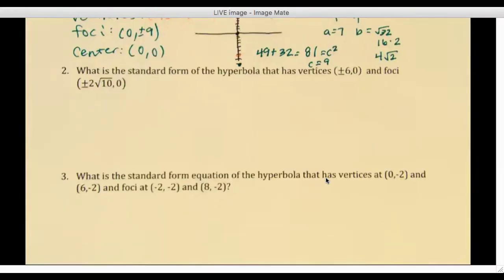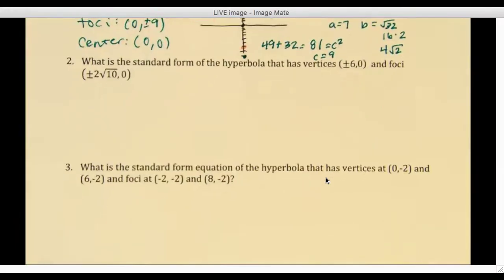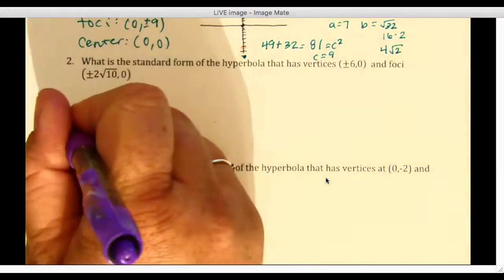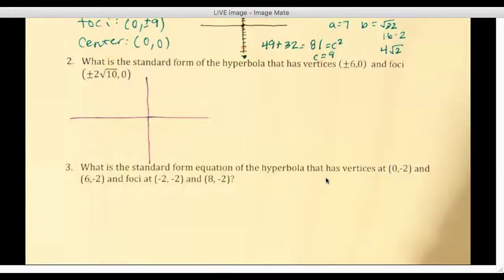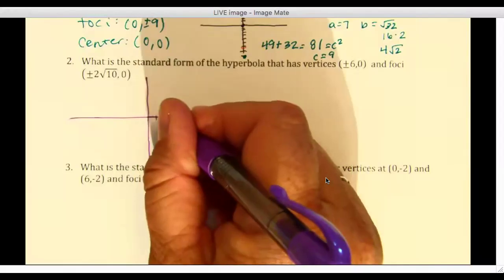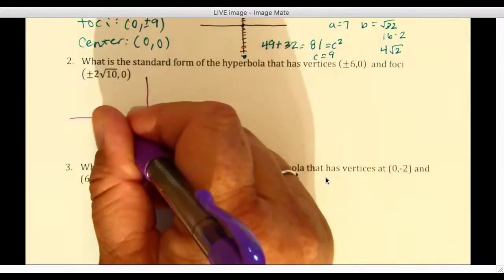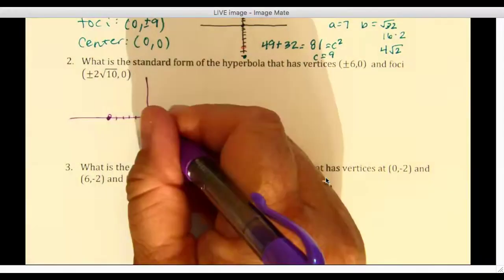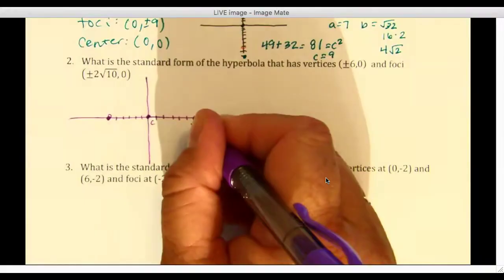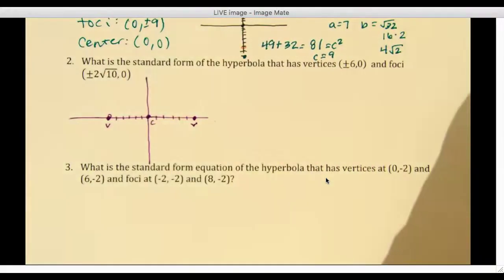The next one says, what is the standard form of the hyperbola that has vertices plus or minus 6, 0, and foci at plus or minus 2 root 10, 0? So a couple things we need to do here. It doesn't tell us to graph, but again, that's a really helpful tool for us to do. So I'm going to go ahead and plot my vertices. So 1, 2, 3, 4, 5, 6. There's one vertex. 1, 2, 3, 4, 5, 6. The other one, and that means my center is right in between.